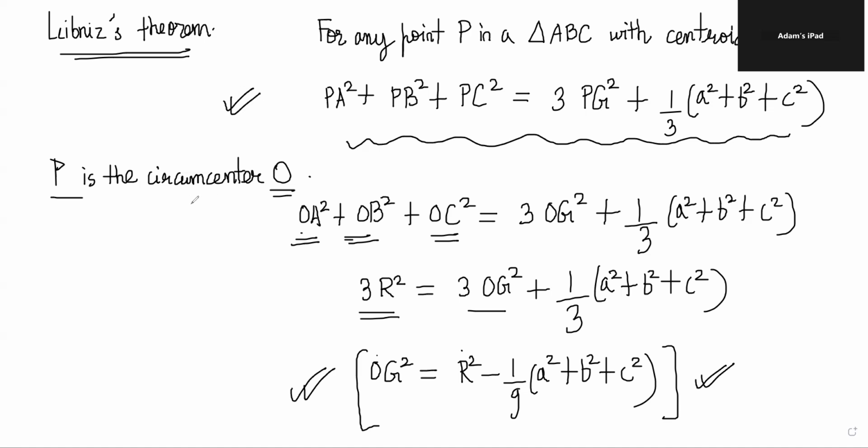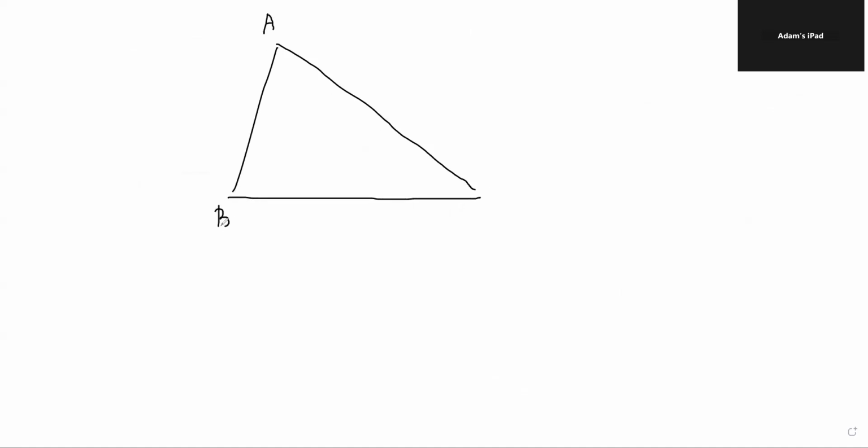proof of this theorem. There are many ways to prove it. One of the ways is vectors, and there are also complex number methods to prove it. But we'll see the vector method. So let's think about it. We will say this is a triangle ABC, and we will choose a nice origin here. So let's say P is the origin. The point P that you have chosen is the origin.